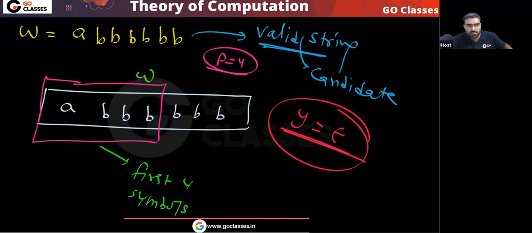Okay, don't do this, because that will be trivial. Do you agree with me that it will be trivial? If you take y equal to epsilon, that will be a trivial thing in any string.